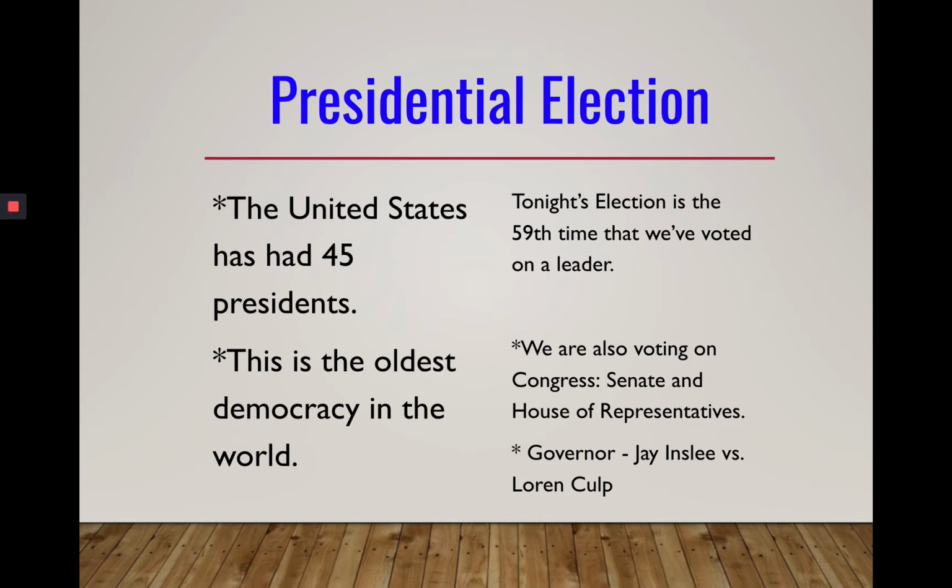And there's other things on the ballot tonight, including members of Congress, both the Senate and the House of Representatives. And of course, there's a governor election, which many people believe in Washington State could have a big impact on our state, especially with COVID, whether we wear masks or masks are not required, etc. But it's current Governor Jay Inslee versus Lauren Culp.